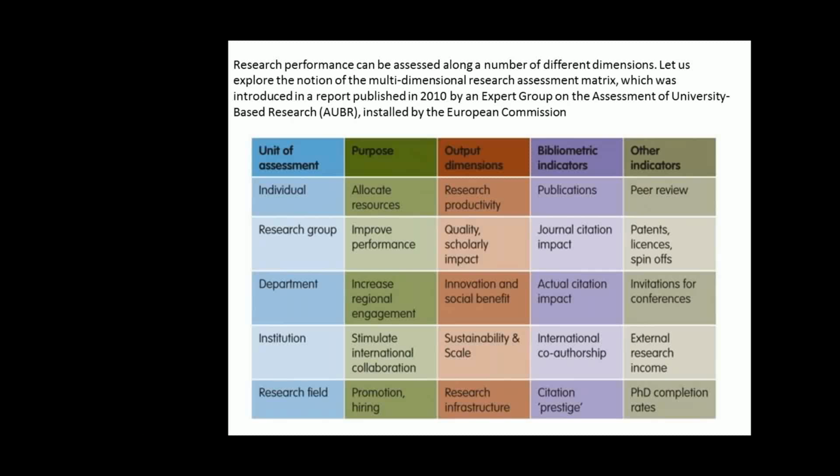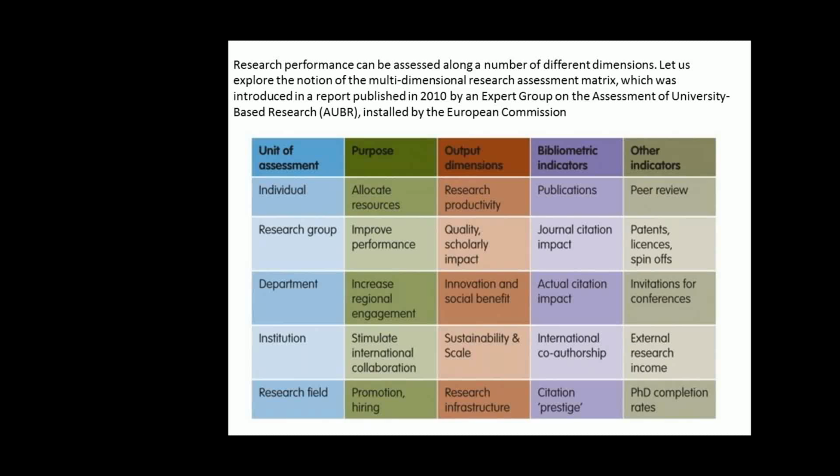Now we can have the unit of assessment. We have identified the units of assessment. For that, we are looking into 4 things: one is the purpose, output dimension, bibliometric indicators, and other indicators. Unit of assessment, if an individual, probably for allocating the resources, or research productivity, or publications, or peer review.